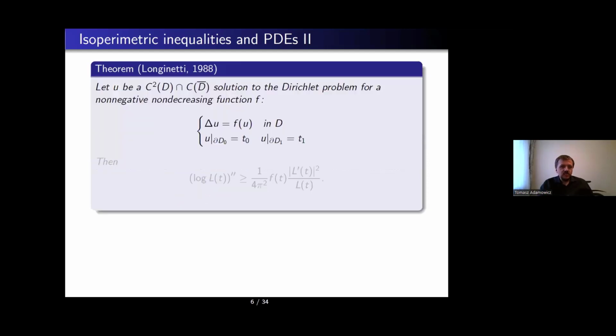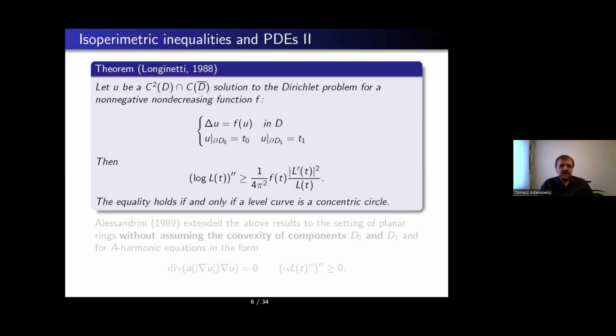In the same paper, Longinetti also gave a similar inequality for the following Dirichlet problem with the Laplacian and a function f, a non-decreasing function, in the annulus with constant boundary data. Then he proved that the following estimate can be found. And again, the equality holds if and only if a level curve is a concentric circle.